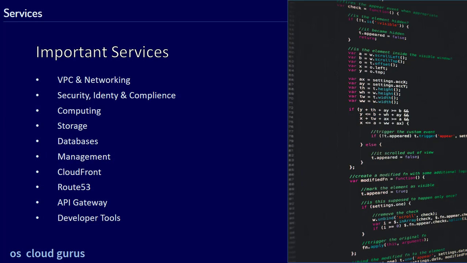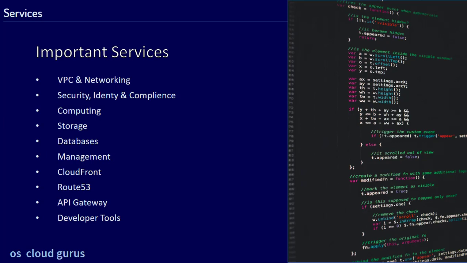For the developer exam, you will definitely have to know more about Lambda and programming stuff, CloudFormation and Beanstalk, as for other exams, but the services listed here are definitely ones you should know for all exams. So we covered VPC and security. You definitely have to be good in computing, so EC2, Lambda and so on.